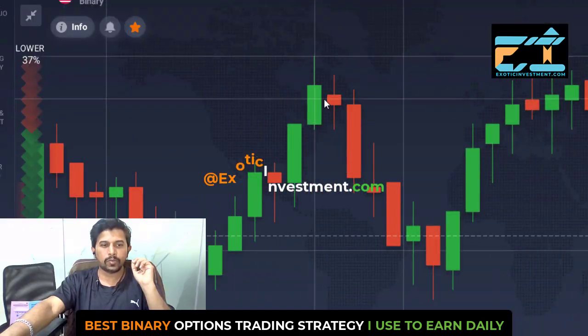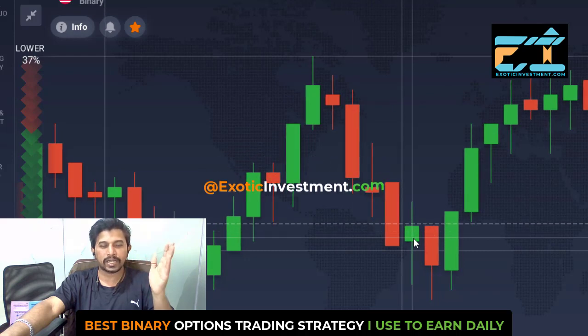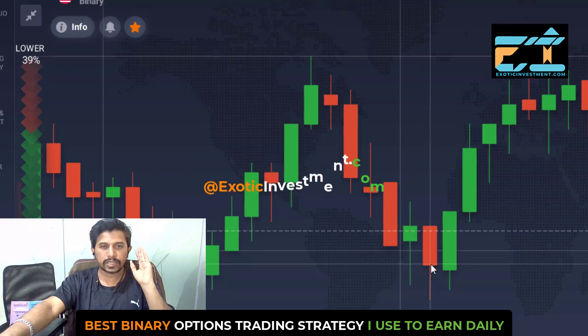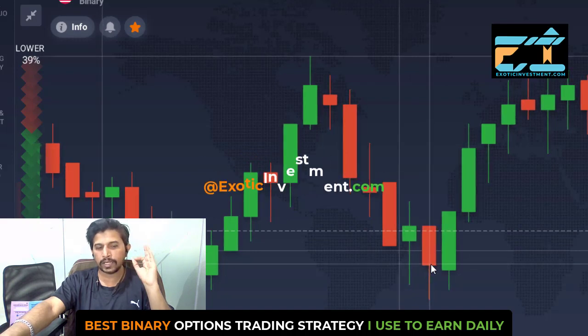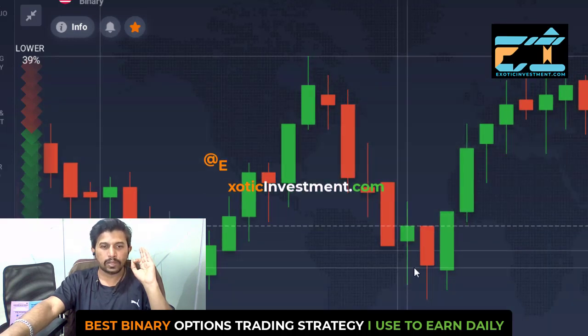Let's backtest it. Over here we have red and a green has emerged over here. This is a trend break. The green is the trend breaker. After that, in the next candle at the beginning, that is 00, we have to place a higher bet, that is a call. So we'll buy a call.